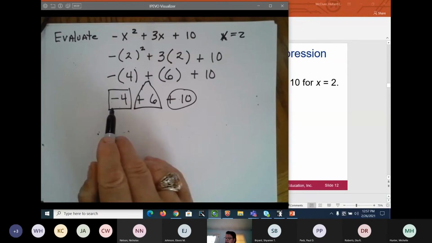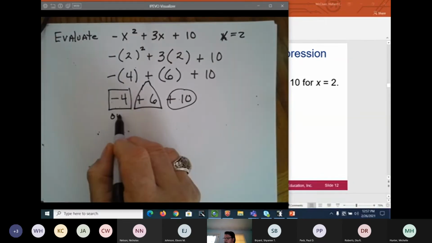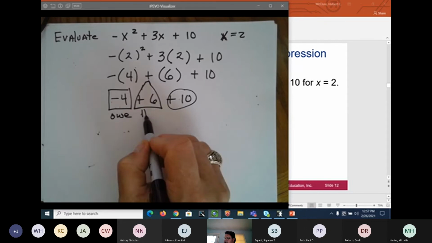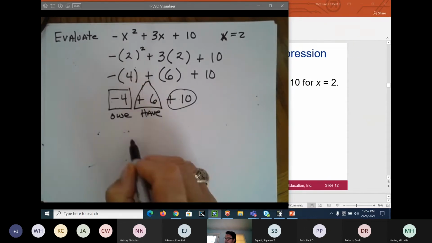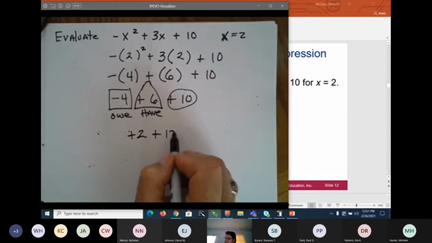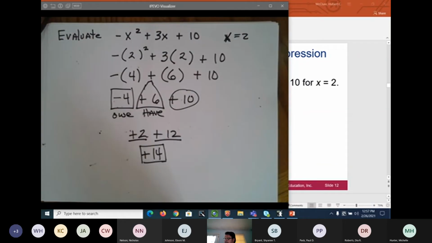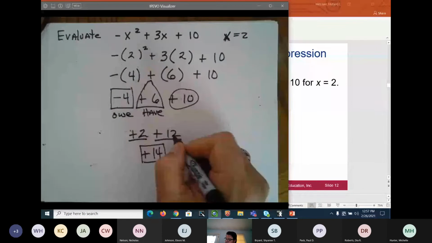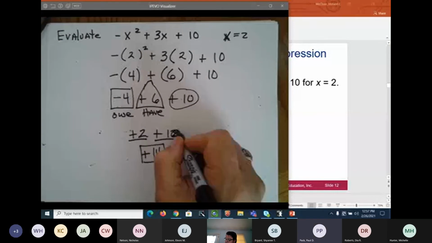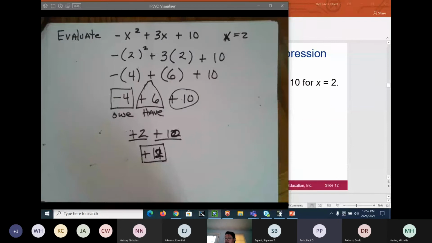All right, negative 4, you owe $4. You have 6. You have 2. You have 2, you have 12, you have 14. So your answer is 14. Wait a minute. Nope. I'm doing things in my head. Sorry. 12. That should be 12. I was doing it in my head while I was doing it out loud, and I got 12 right there. Sorry.